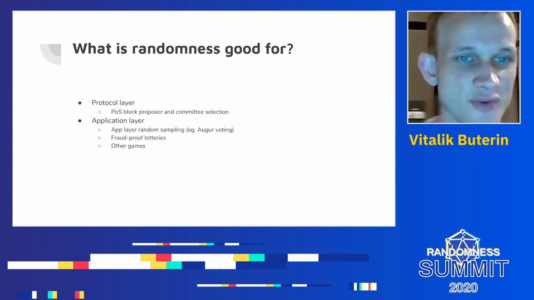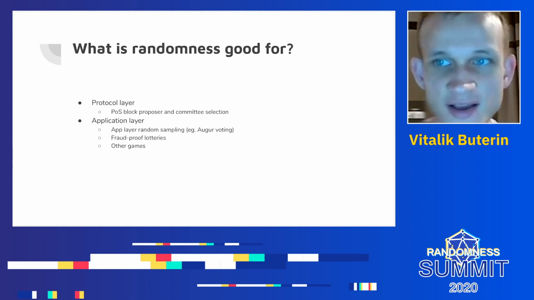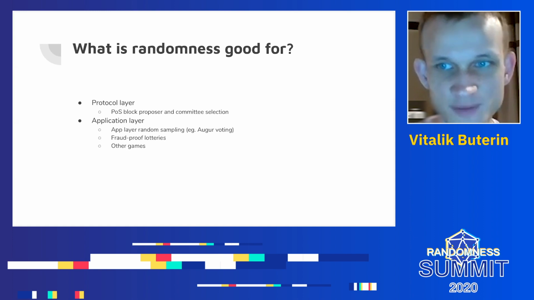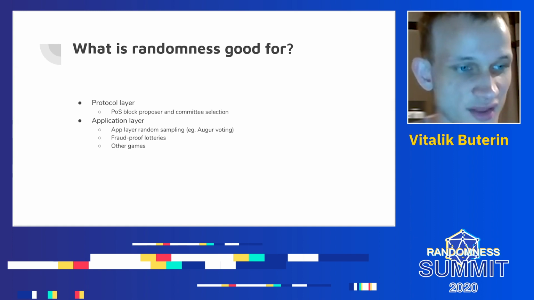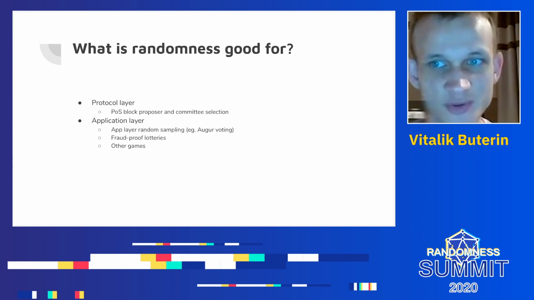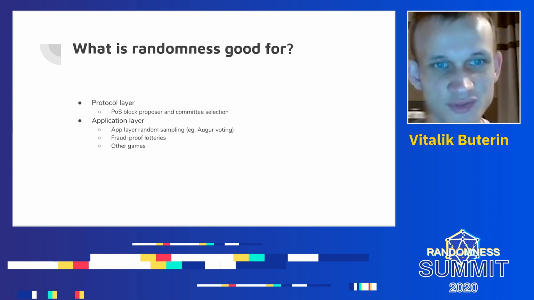And the protocol layer randomness is generally useful in the context of proof of stake, basically because proof of work contains its own built-in unpredictability in terms of who gets to create each block. But proof of stake doesn't have that kind of computational mechanism, and so you need some kind of randomness for choosing who gets to propose which block in a proof of stake system. And in the context of both proof of stake and sharding, committee selection.